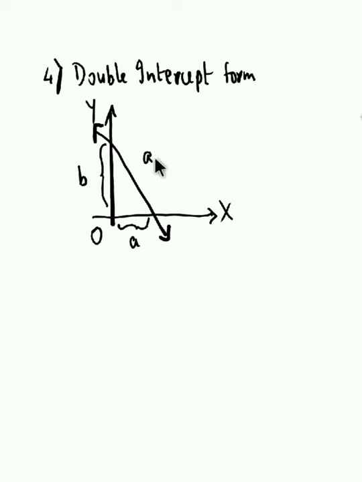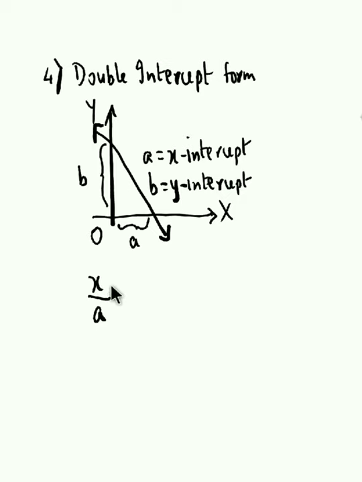So over here, A is the x-intercept of the line and B is the y-intercept of the line. So if you know both the intercepts, the equation can be given by x upon A plus y upon B is equal to 1. So this form is called the double intercept form. So these were the four forms to obtain equations of straight line.